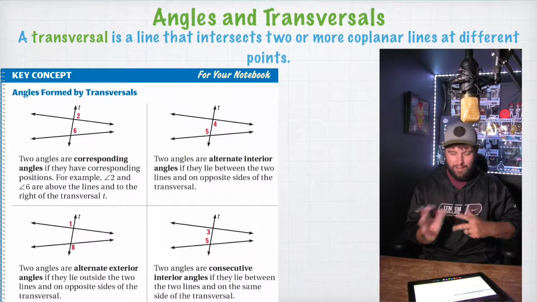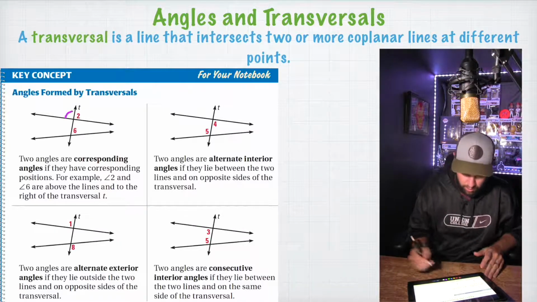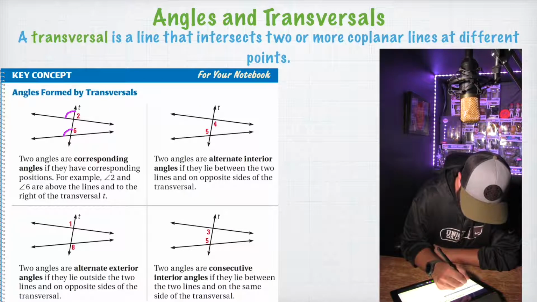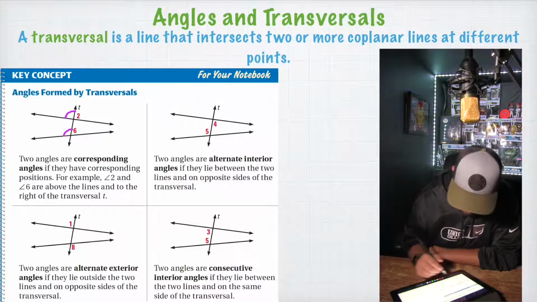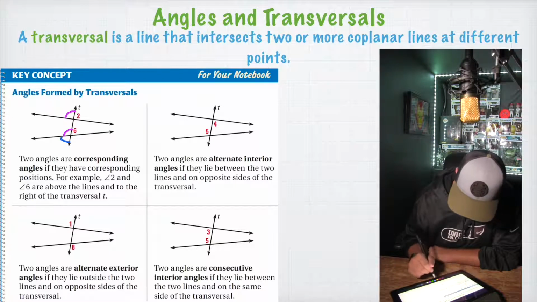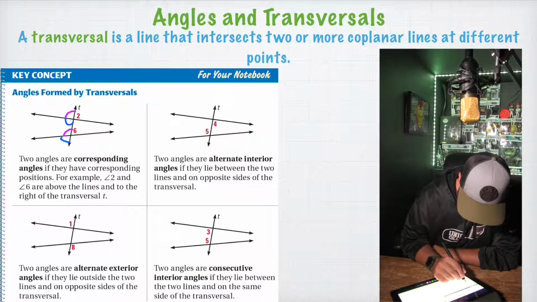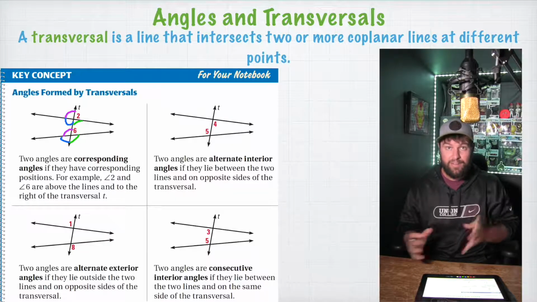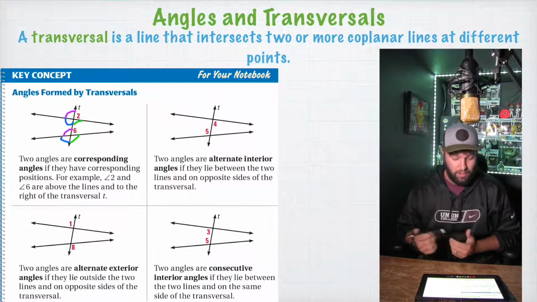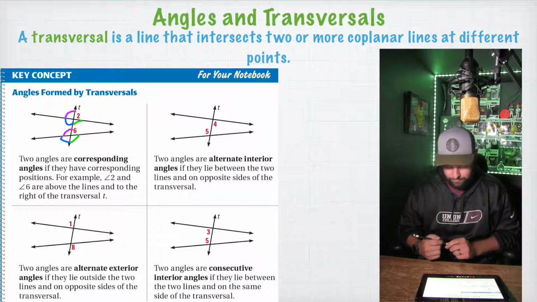I'm going to take a little time and do my best to draw all the corresponding angles. These two purple angles are corresponding. 2 and 6 are corresponding. I'm going to do blue. These two blue angles are corresponding. And then green. These two green angles are corresponding. So you have 4 different sets of corresponding angles when two lines are cut by a transversal.